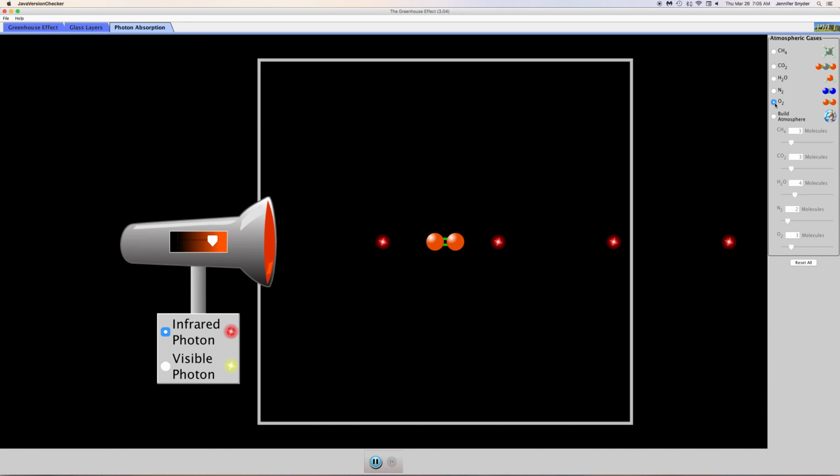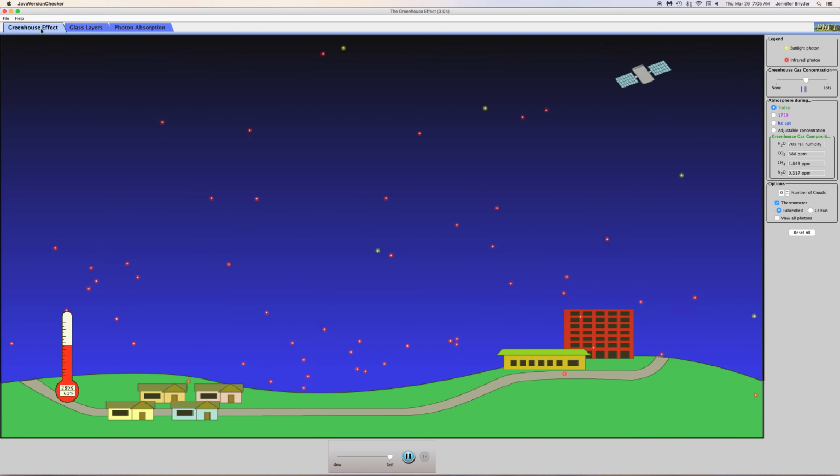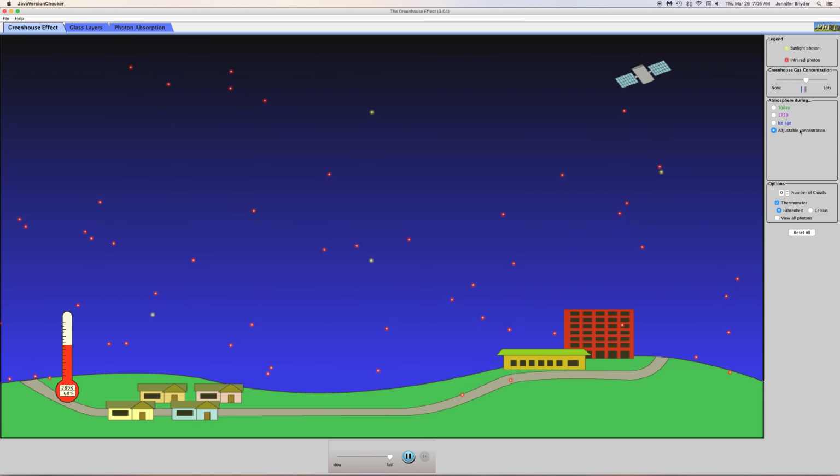So that's what I wanted to show you with this tab of the simulation, and that should get you through number 6. And now I'll move on to number 7 through the rest. And that's a bigger picture sort of situation here. And let me show you some things that are changeable on this part of the simulation.